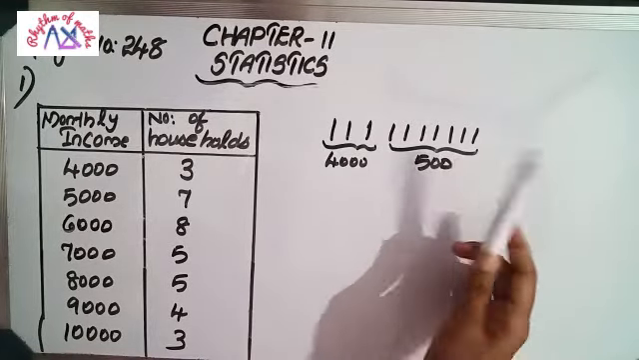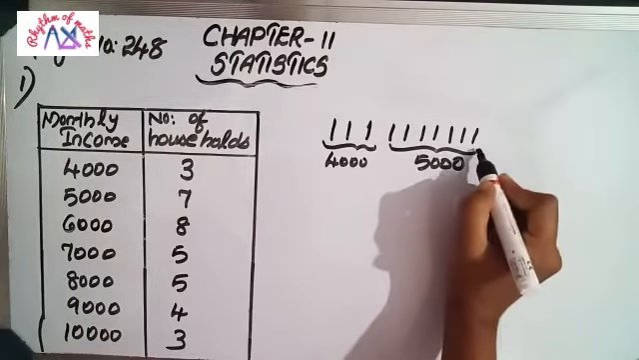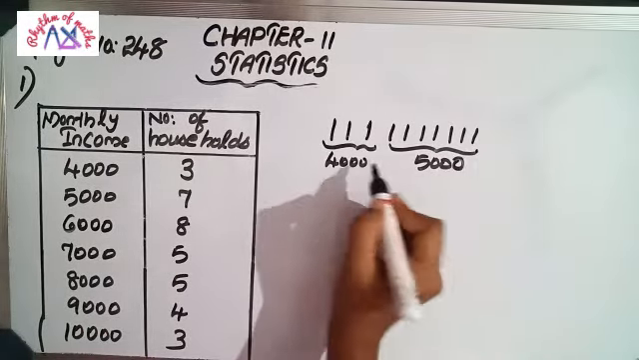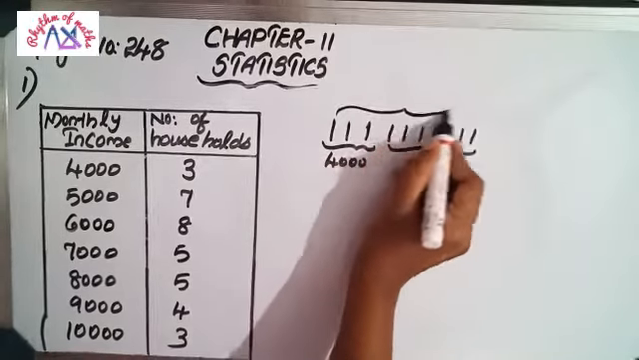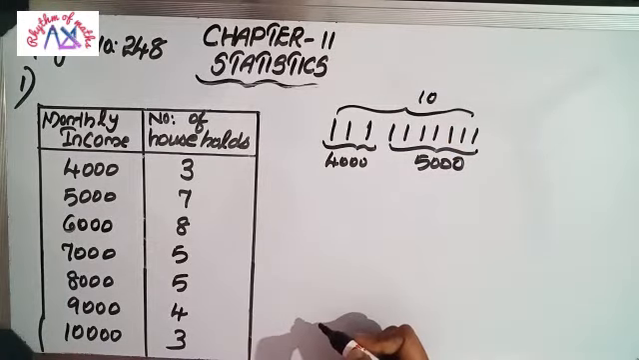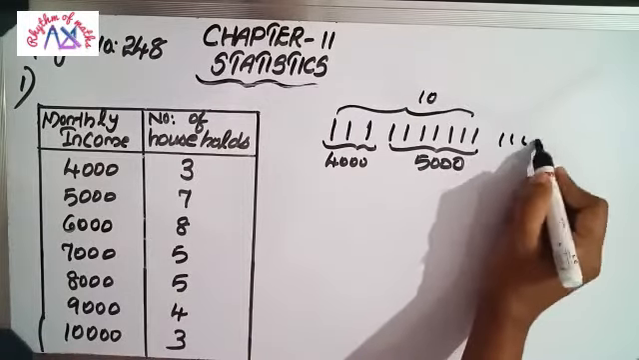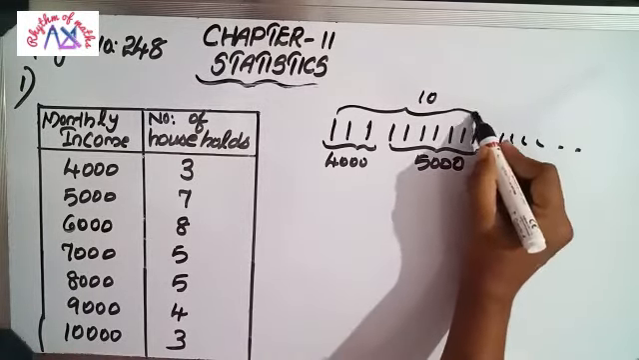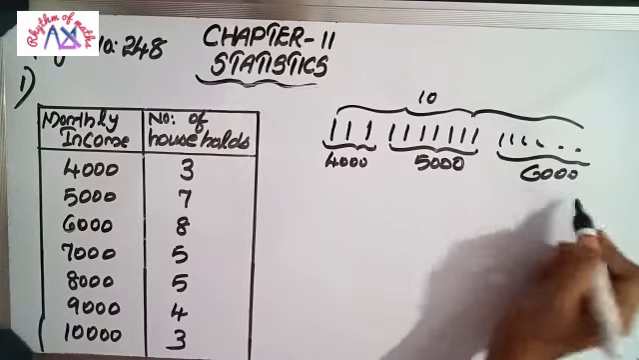So up to 5,000 rupees is earning how many families? Up to 5,000 means 4,000 is also included here. So a total of 10 families are earning up to 5,000 rupees as income. Then the next 8 also we can mark here. So 10 plus 8, that is 18, will get up to 6,000 rupees as monthly income.